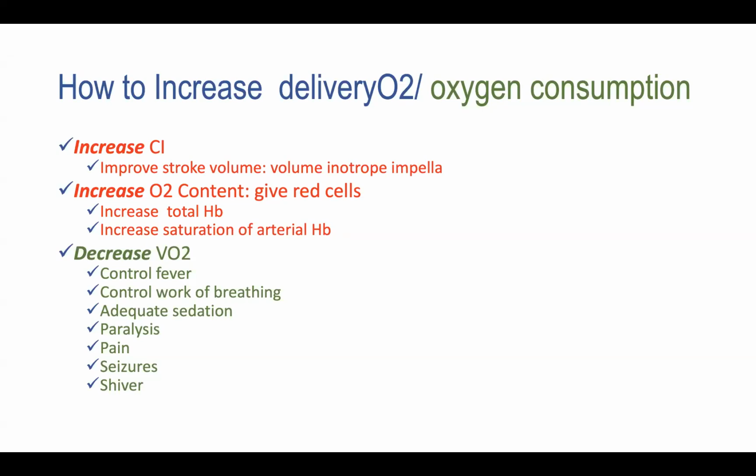And basically, here's what you do. You always want to increase cardiac output and index. You give volume, inotrope, or your patient might need an Impella or ECMO. And don't wait too long.